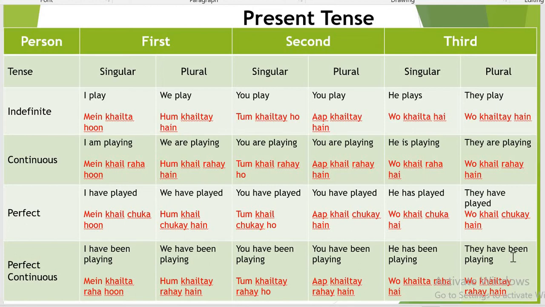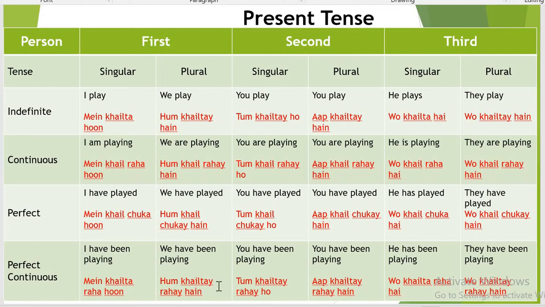So this was the second example. The first one was I play, and the second one was I walk. So just to repeat it, in indefinite you see ta hoon ya te hain. In continuous you see raha hoon ya rahe hain, etc. In perfect you see chuka hoon ya chuke hain, and in perfect continuous you see ता रहा हूं या ते रहे हैं. So this was our present tense with its 4 parts: indefinite, continuous, perfect, and perfect continuous.